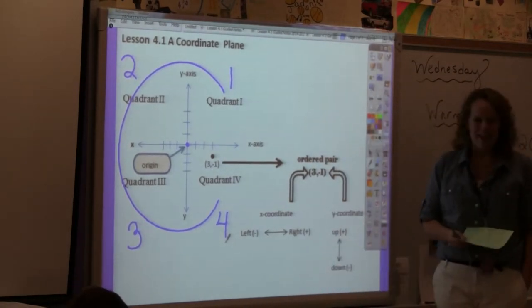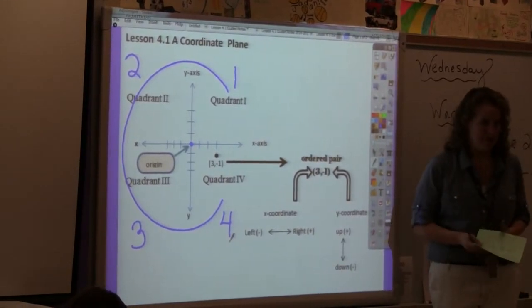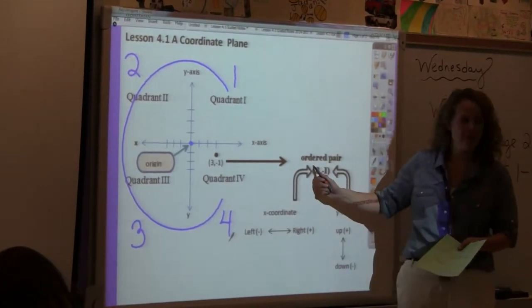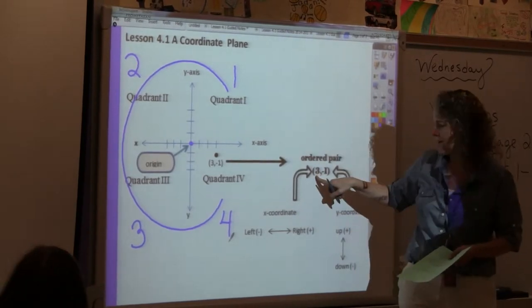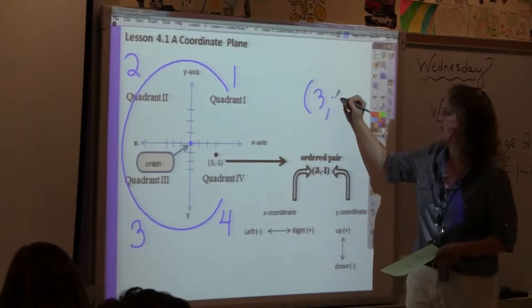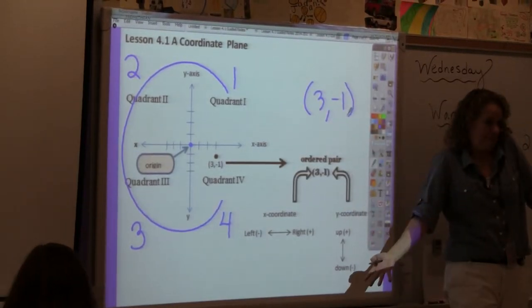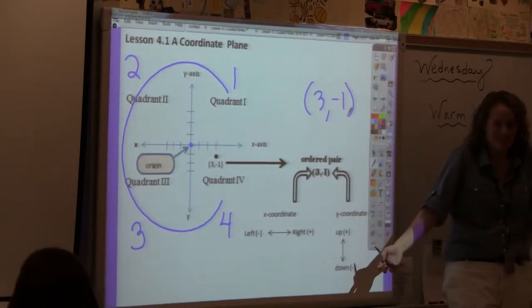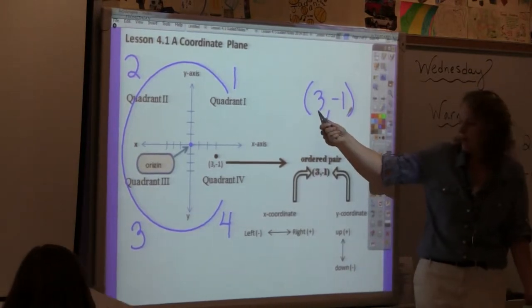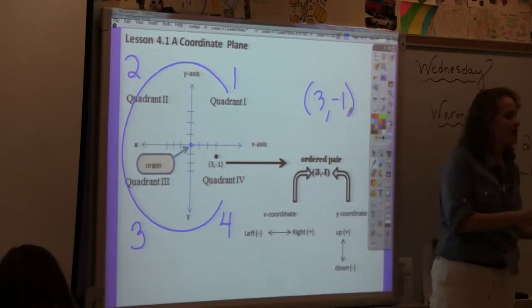All right. Now, I'm going to be giving you points that need to be graphed. And when you are given a point, it's in the form of an ordered pair, like this one, (3, -1). How do you find the point (3, -1) on a graph like that? Good. That first number is your x-coordinate. Your x-coordinate tells you how much to go over to the right or the left.